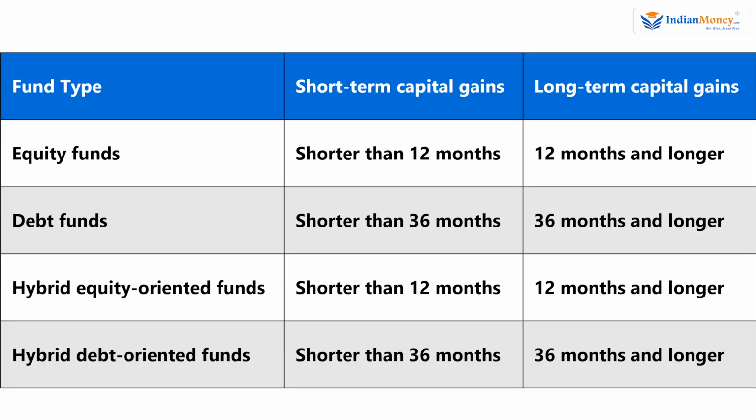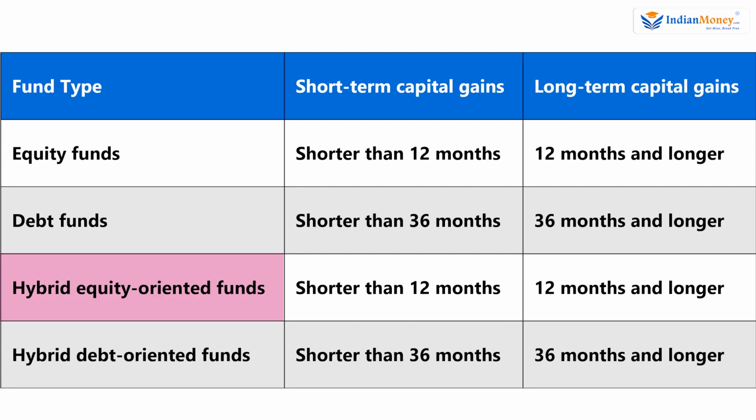As you see in the table, the first column talks about the fund type. If you're investing in equity funds and you redeem within 12 months, that is a short-term gain. If you're redeeming after 12 months or more, that is considered long-term capital gains. The next one is debt funds. If you take out the capital gains within 36 months, that is a short-term gain. Whereas if you redeem your investments after 36 months or more, that is considered a long-term capital gain.